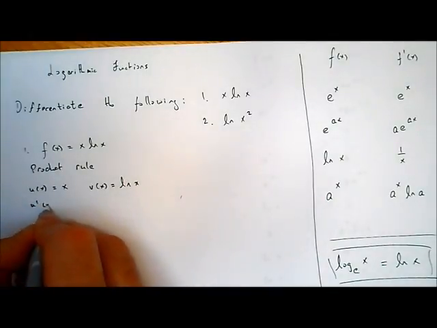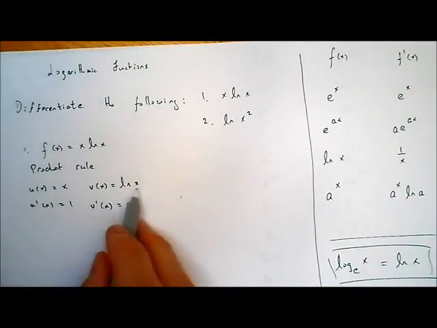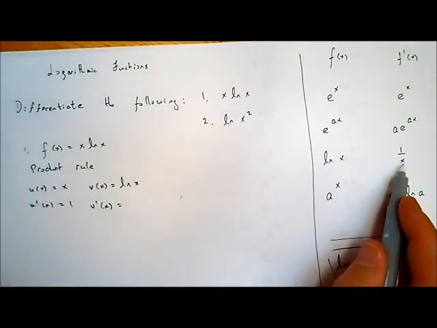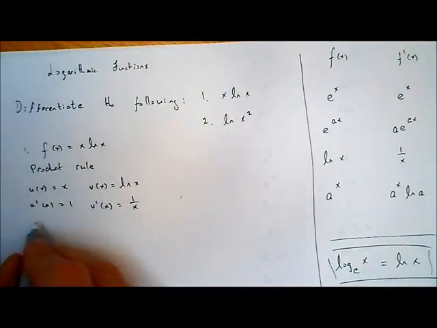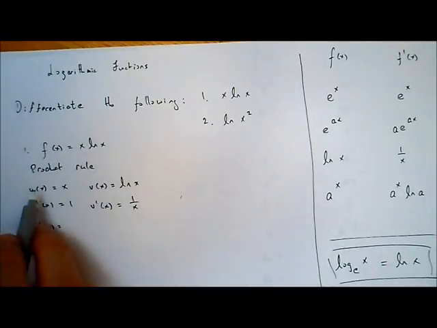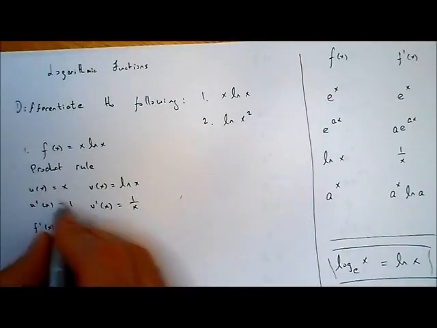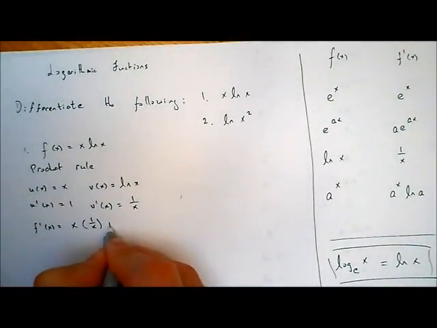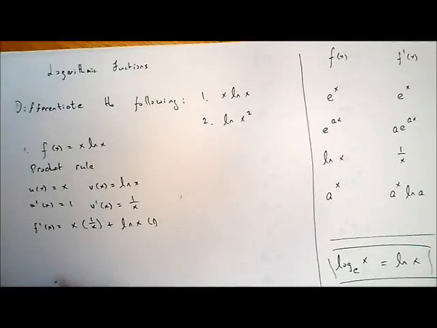Easy to find u dash x. Differentiate x, I get 1. Find v dash x. Differentiate ln x, the natural log of x, I get 1 over x. Then by the product rule, f dash x is equal to u of x times v dash x plus v of x times u dash x. So it's going to be x by 1 over x plus the natural log of x, times 1.